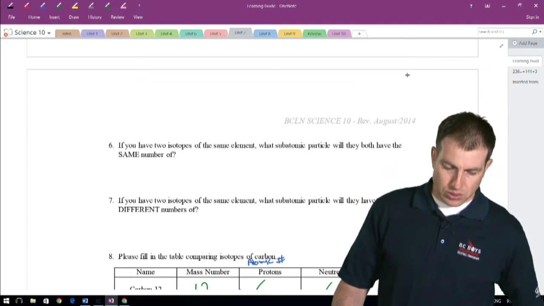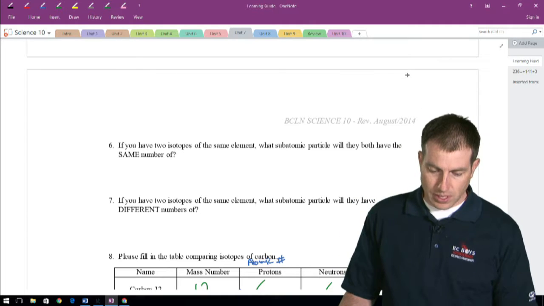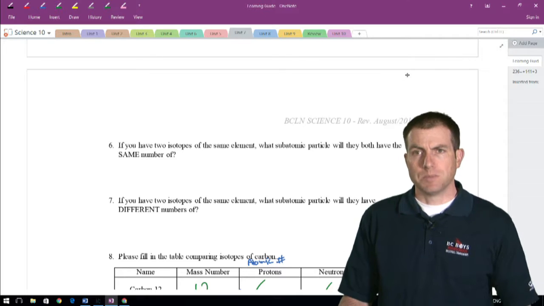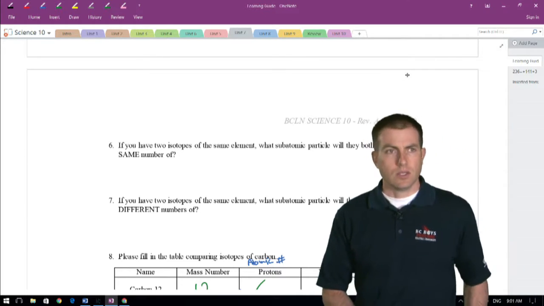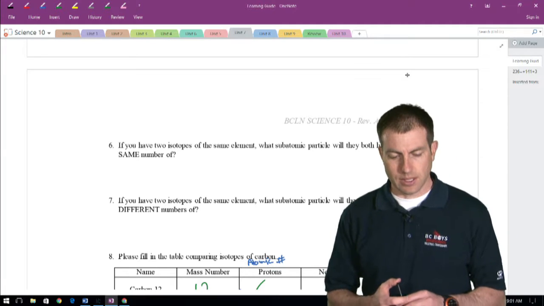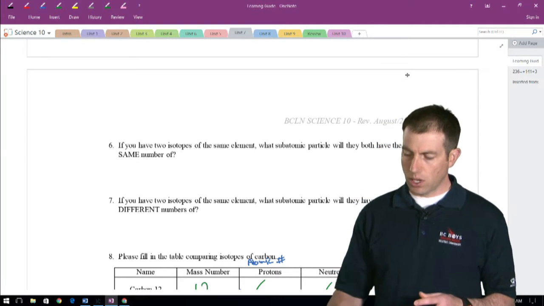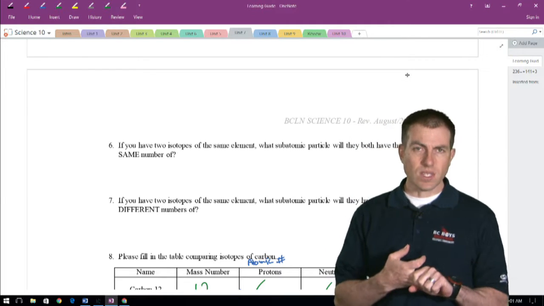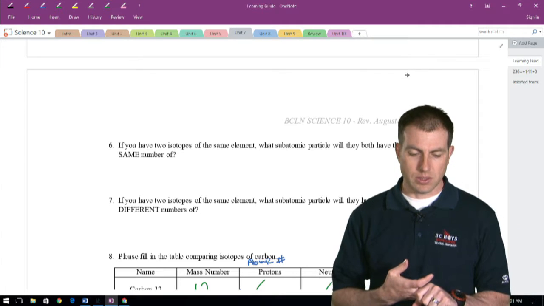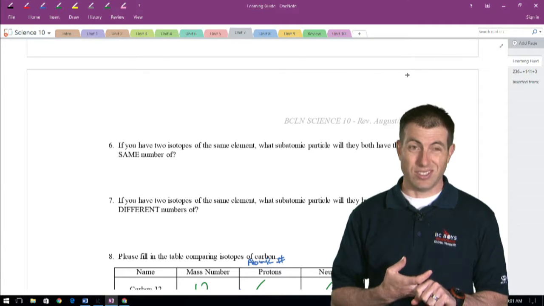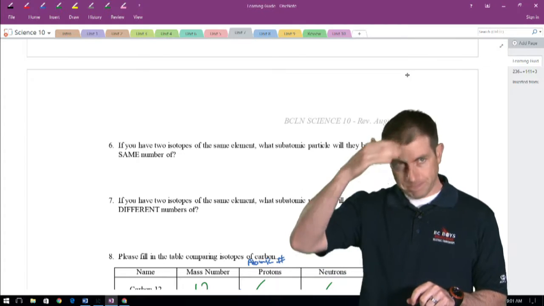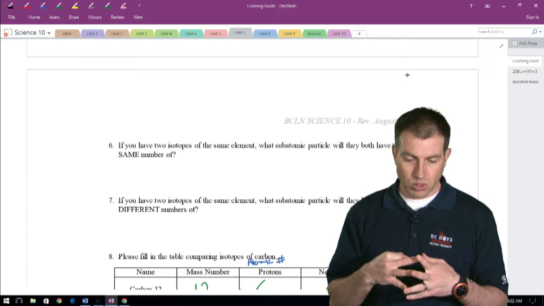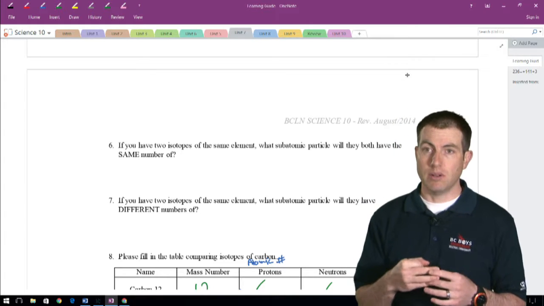If you have two isotopes of the same element, what subatomic particle will they both have the same number of? So number 6 is asking in terms of subatomic particles. What are the subatomic particles? We have protons, neutrons, and electrons. Now this question is asking, if we have two isotopes of the same element, what particle will they both have the same number of?